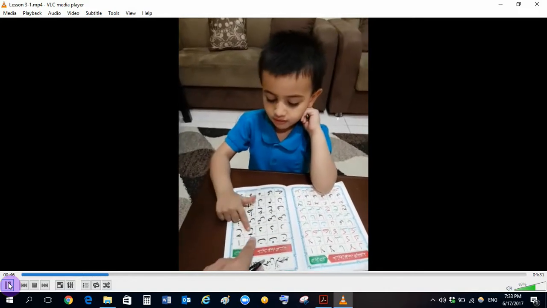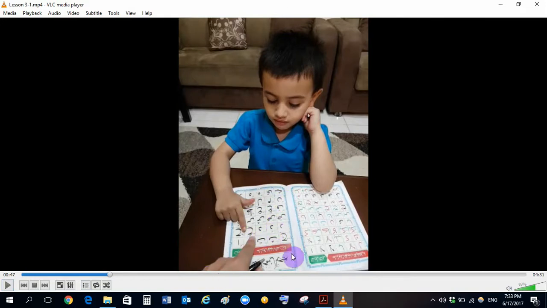So I go on until I finish the first lesson. Make sure that the child knows all the letters and there are no mistakes in pronunciation, as we said before. Then I move to review whatever is covered in the second lesson.